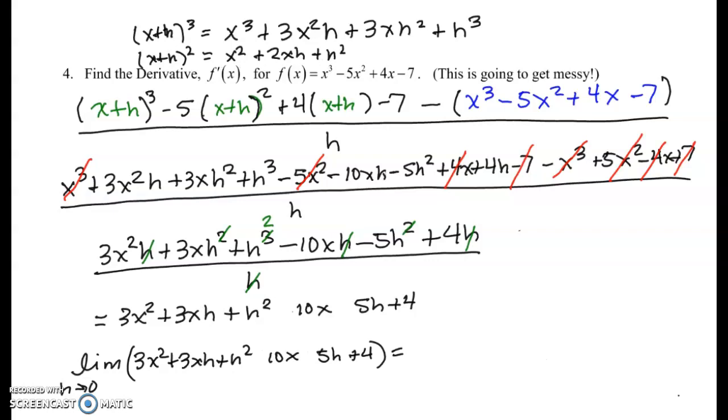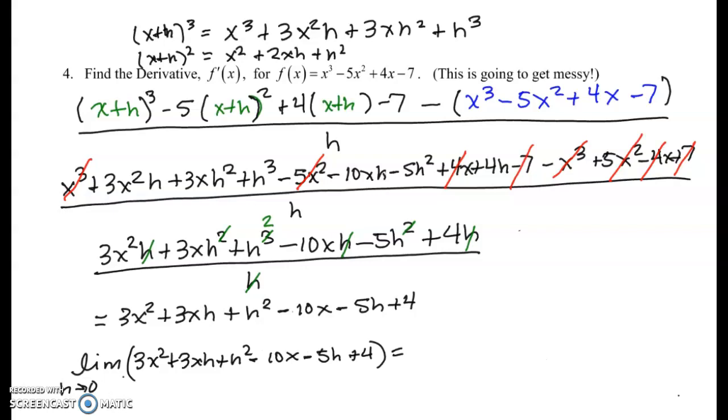And then distribute the negative 5 to each of those terms, so you get negative 5x squared minus 10xh minus 5h squared. Distribute the 4 to x plus h. And then make sure to change all these signs to the opposite sign. Cancel your terms here, divide everything by h, and so we get, oops, I forgot my signs here. So we get 3x squared plus 3xh plus h squared minus 10x minus 5h plus 4.